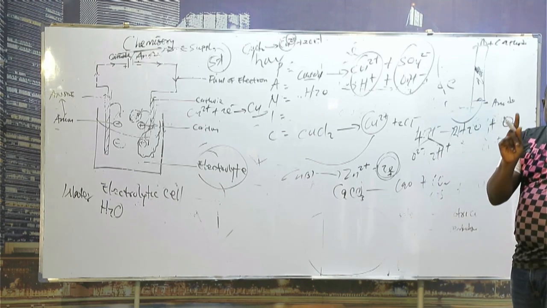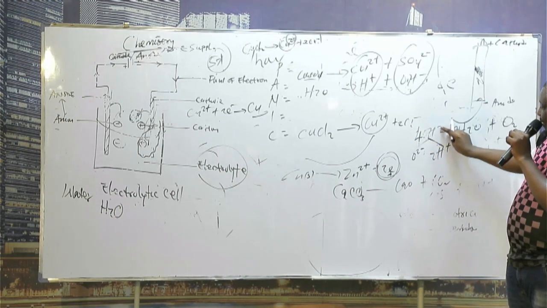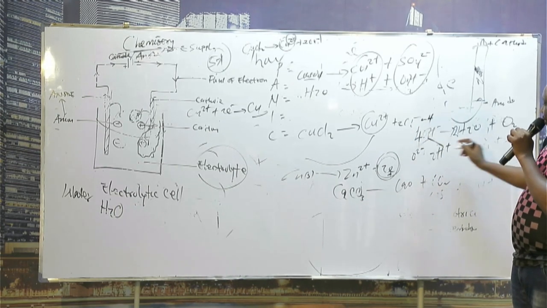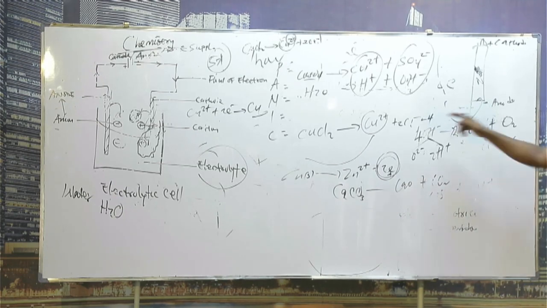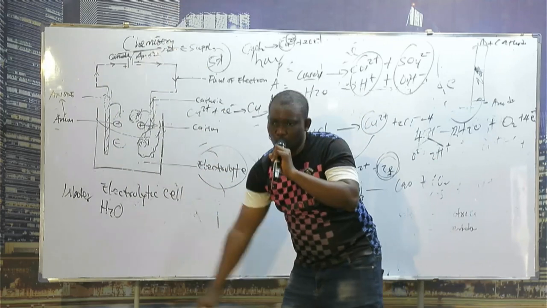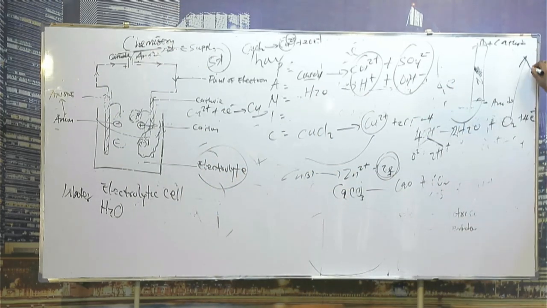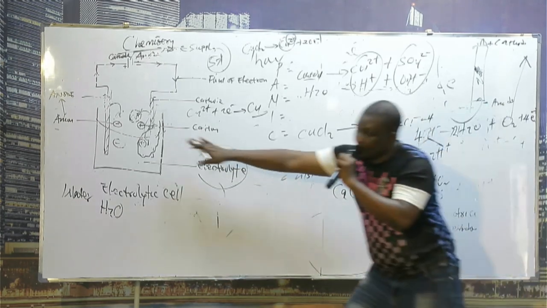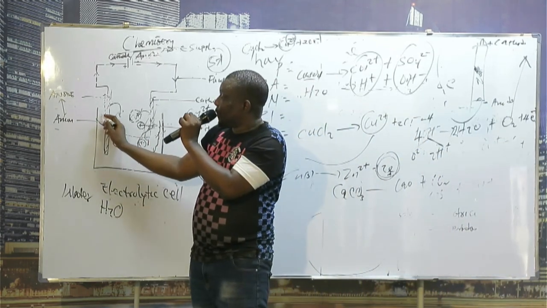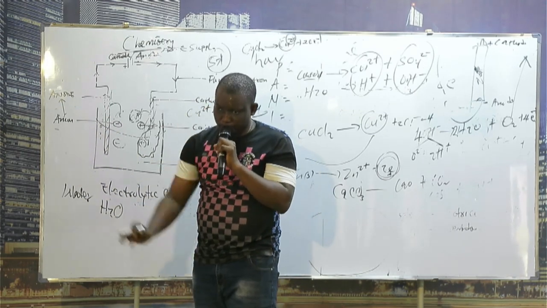One thing remains to balance it, which is the charge. The total net charge here becomes minus 1 times 4, minus 4. What will you add as electrons to balance this side? Plus 4e minus. Are you with me? This is the equation of what happens at the anode. The product at the anode is oxygen gas. Bubbles, bubbles, which means effervescence occurs.